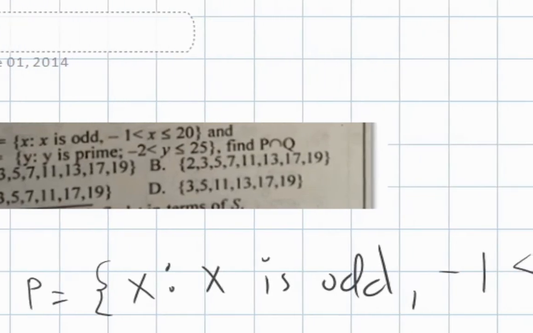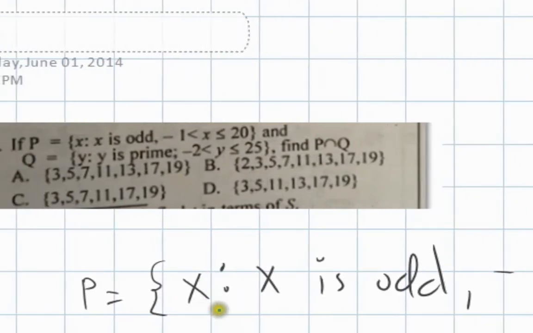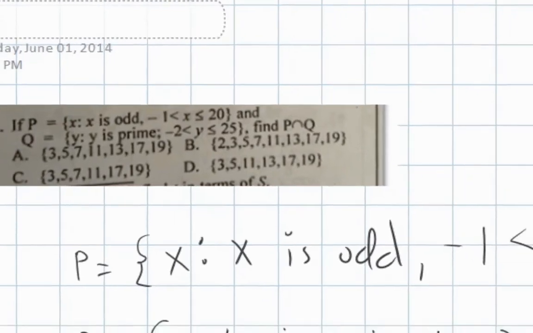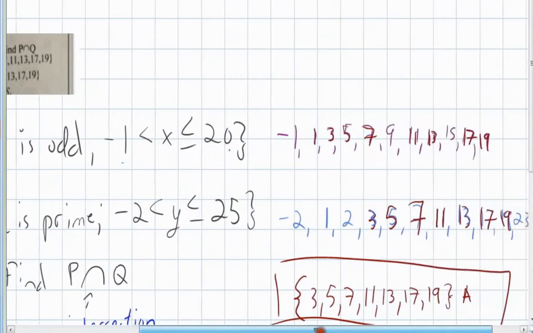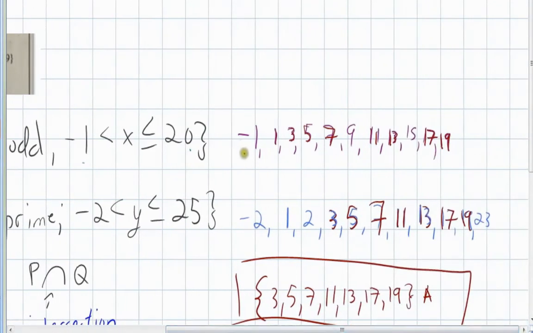So I've rewritten what they said. Here I have x is odd, and it has to be somewhere between negative 1 and 20. That means that your options are negative 1, 1, 3, 5, 7, 9, 11, 13, 15, 17, and 19. These are all the odd numbers that fit the criteria in here.